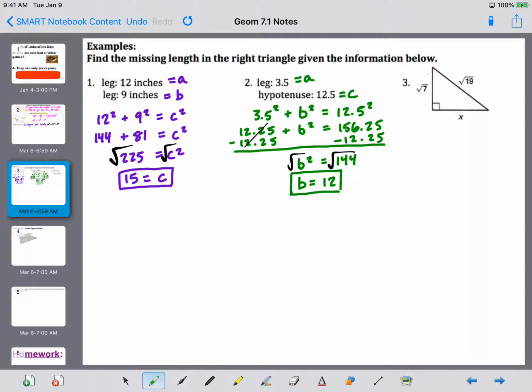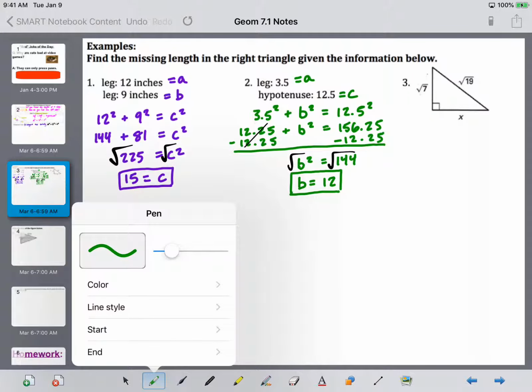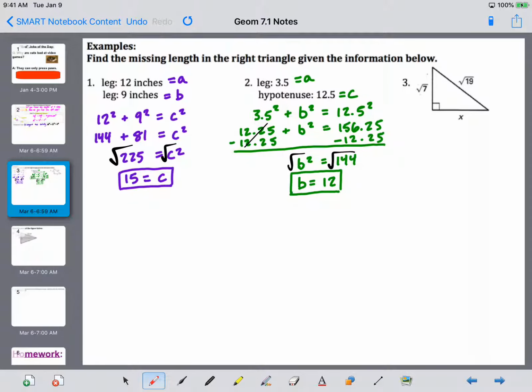Now this last example, notice that I have radicals or square roots on my triangle, but we're still going to set this up the same way. We'll say that this square root of 7 is a. They're using x for this b here, and then the square root of 19 is c. So if we fill in, we have the square root of 7 squared plus x squared is equal to the square root of 19 squared.